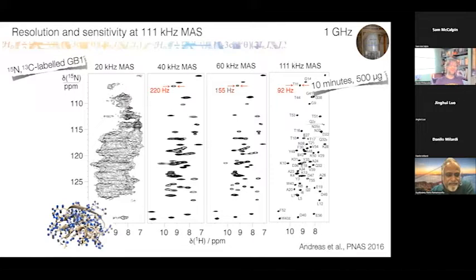So you can see here visually this transition. On the left, the proton-nitrogen correlation spectrum you can get at slow spinning speed, useless. And on the right, the proton-nitrogen two-dimensional spectrum that you can get in 10 minutes with 0.5 milligram of sample at over 100 kilohertz.